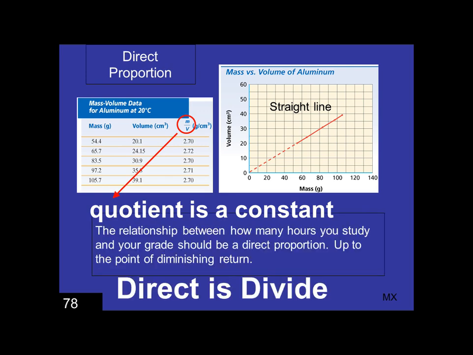Another example of a direct proportionality might be that there's a relationship between how many hours you study your chemistry and the grade you get on the test. You would hope that that would be directly proportional up to a point.